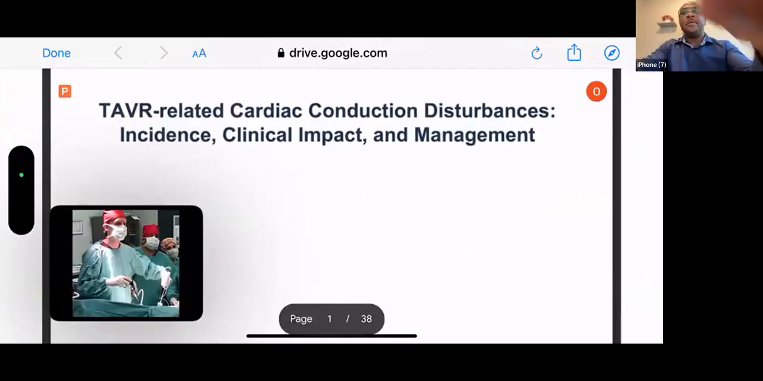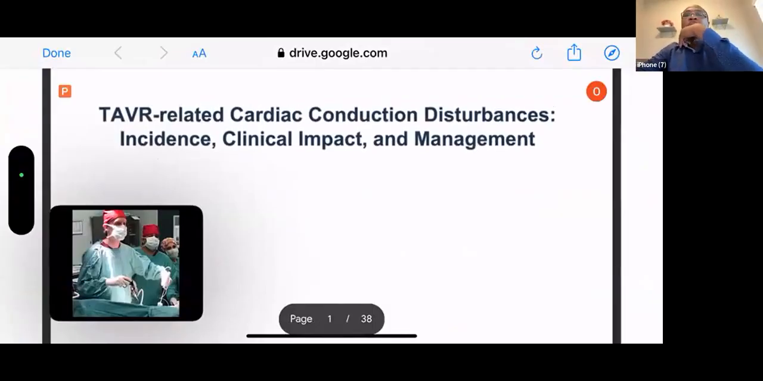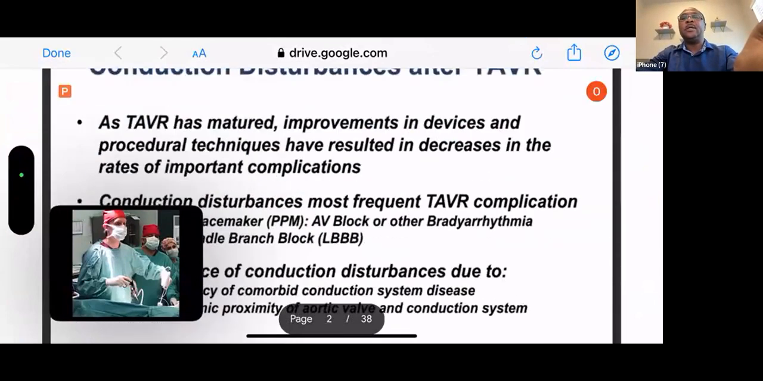I think I need to share my screen so you guys can see the slides. Yes. All right, so I'm going to be talking about TAVR-related conduction abnormalities: the incidence, clinical impact, and management. I have nothing to disclose.